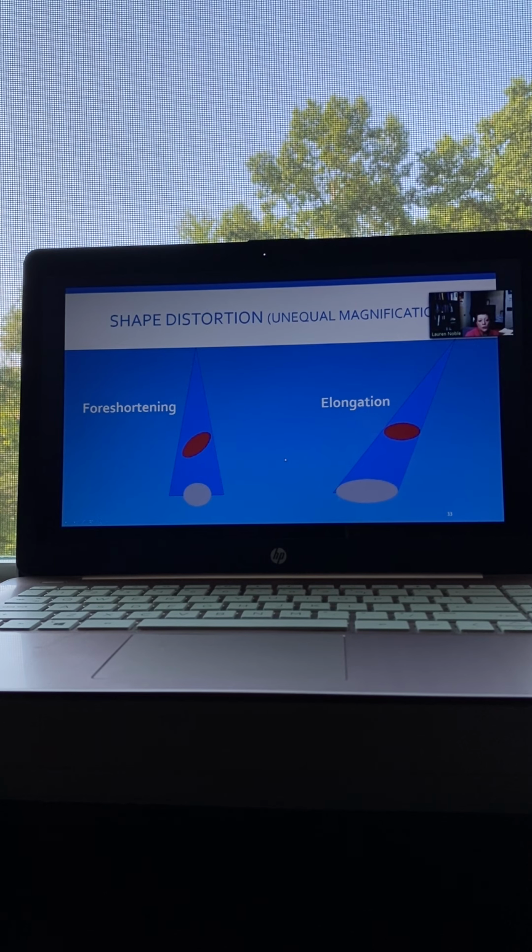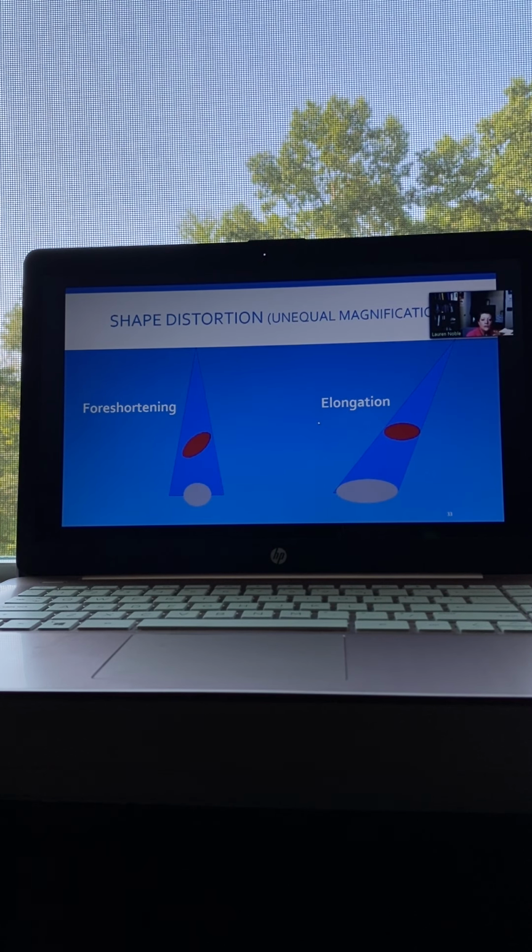This is shape distortion. Here's an object, and then see how it's distorted. It should be more of an ellipse, but it comes out looking like a circle. Over here, it maintains basically the correct shape, so to speak, but look what it did to it. It stretched it out. And in both cases, there will be an impact on spatial resolution.